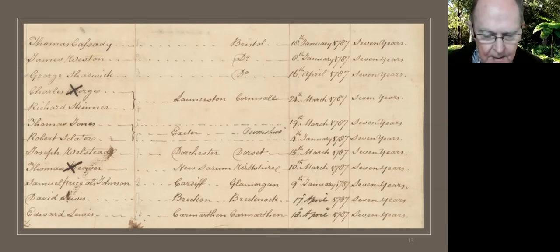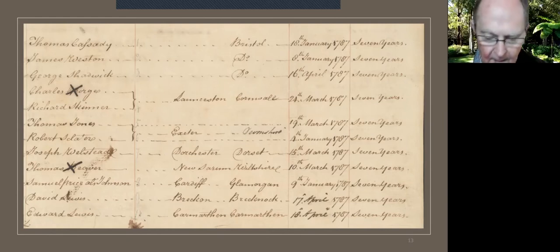So here you see the name of the convict, the place of trial, the date of trial, and the sentence. Now you also notice that there are two of these convicts who are crossed out. Now I don't know why, but these convicts were scheduled to go on the ship, but for some unknown reason they were not on the ship.